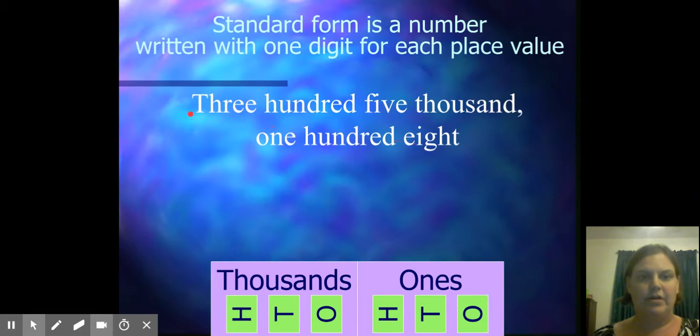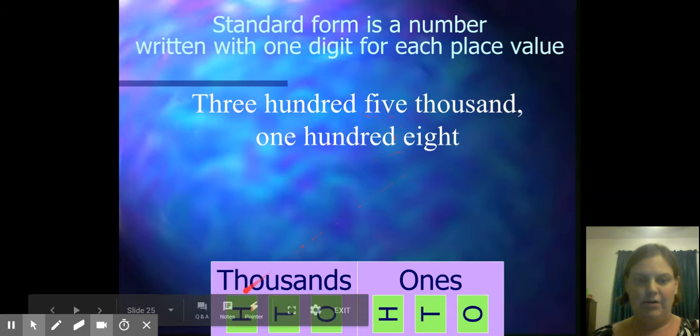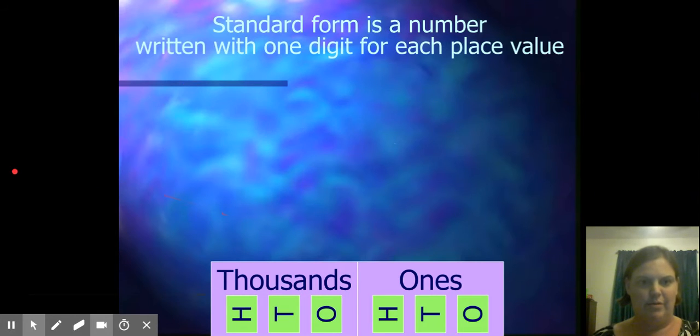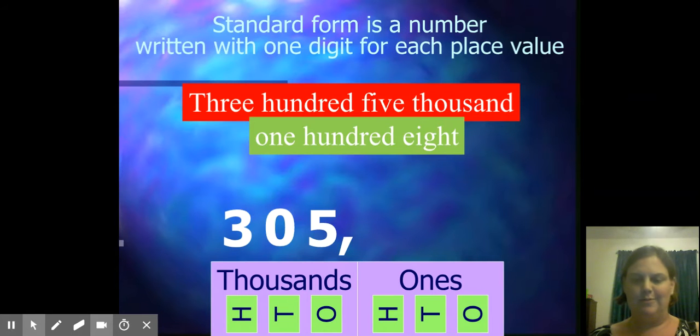305,108. So this first 3 here, 300, I know that it's going down here in my 300 spot because it's a 305,000. So I will write 305 because that's how that's written. 305. Don't forget your comma. 108. I'll write just like as is.